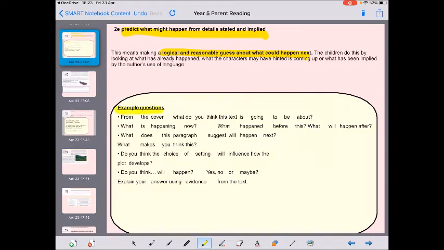Here are some example questions. From the cover, what do you think the text is going to be about? What is happening now? What happened before this? What will happen after? What does this paragraph suggest will happen next? What makes you think this? Do you think the choice of setting will influence how the plot develops? Do you think will happen? Yes, no, or maybe. Explain your answer using evidence from the text.